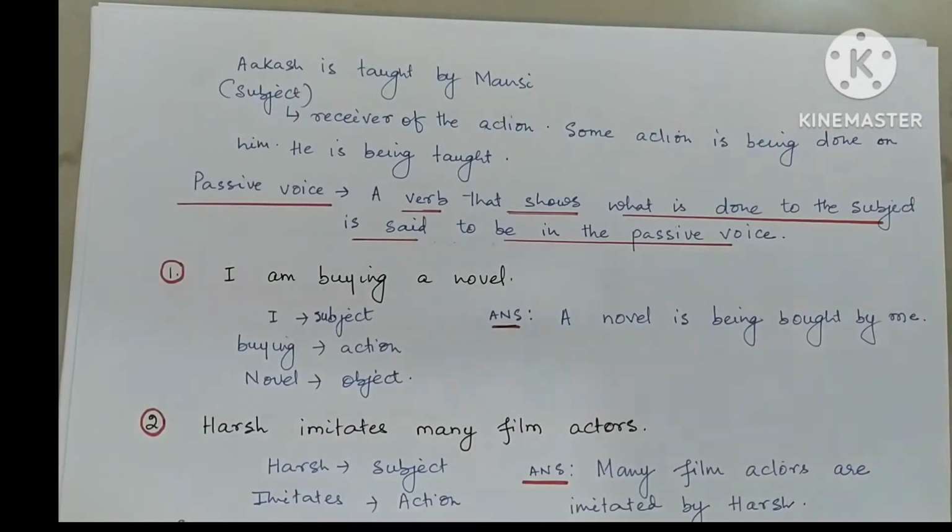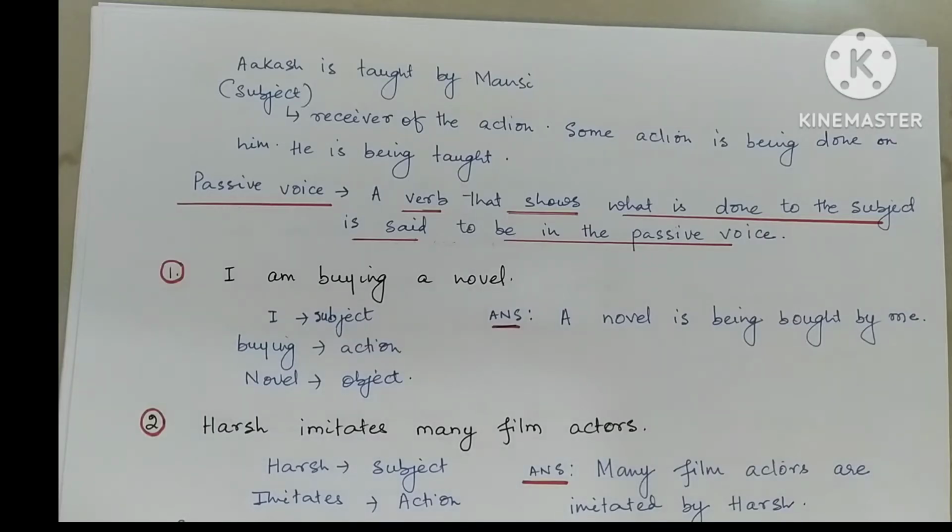Akash is taught by Mansi. Here Akash becomes the subject and is the receiver of the action. Now some action is being done on Akash. He is being taught by whom? He is being taught by Mansi. So this is a passive voice. A verb that shows what is done to the subject is said to be in the passive voice. Now let's go over to your questions.